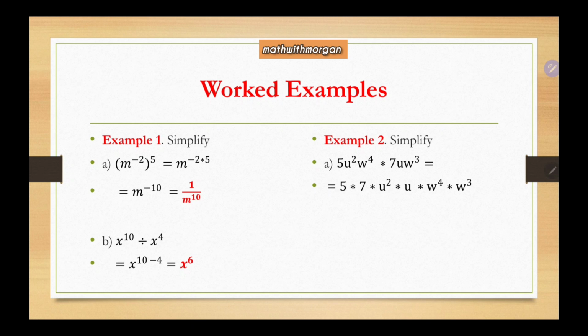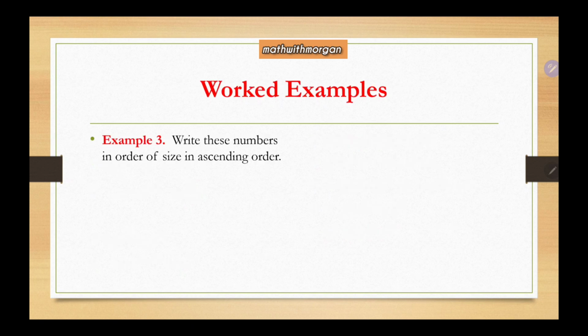Okay, so you see that each of the like terms are in the same position. This is going to give us 35 u to the power 2 plus 1 and w to the power 4 plus 3. Sorry, that's supposed to be a w. We're adding the powers simply because both indices were multiplying each other. So when we add the powers, we get our answer: 35 u cubed w to the power of 7.